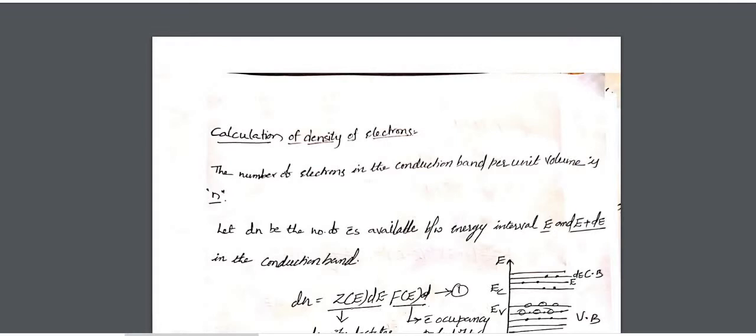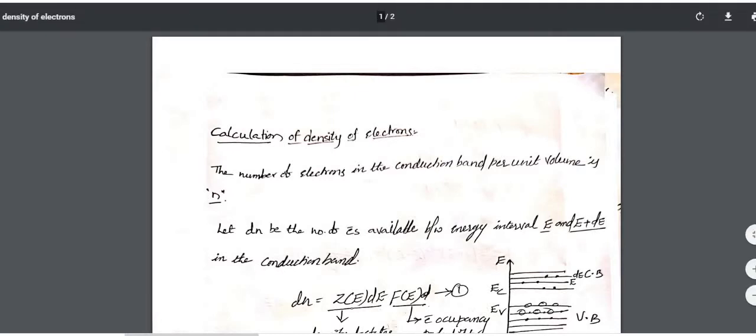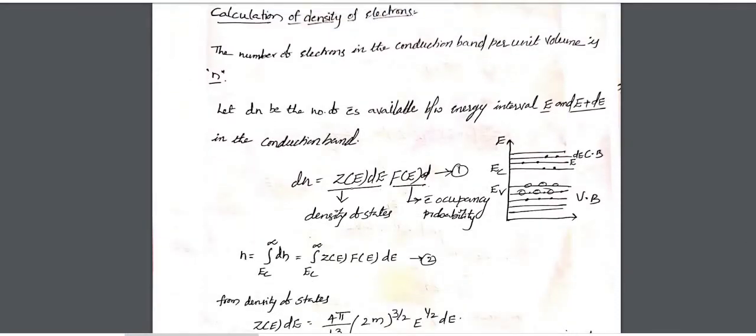Here I am considering a small area: the small density dN be the number of electrons available between the energy intervals E and E plus dE in the conduction band. This is the valence band and this is the conduction band, and the bottom of the conduction band is EC and the top of the conduction band is infinity. Here the energy level E and this is dE, and the number of electrons present between E and E plus dE, that we take as dN.